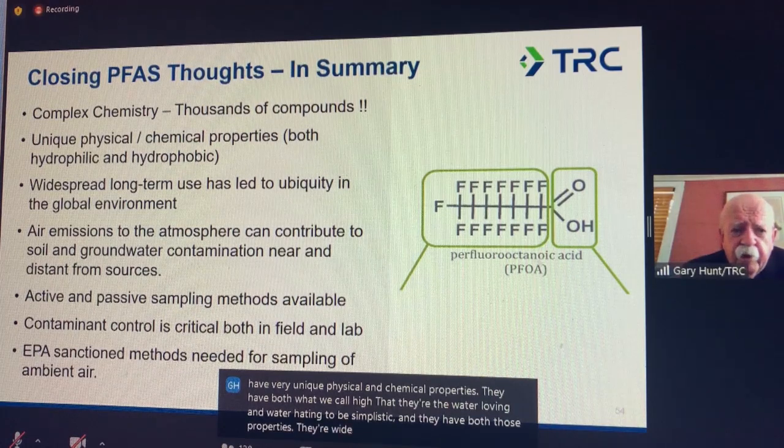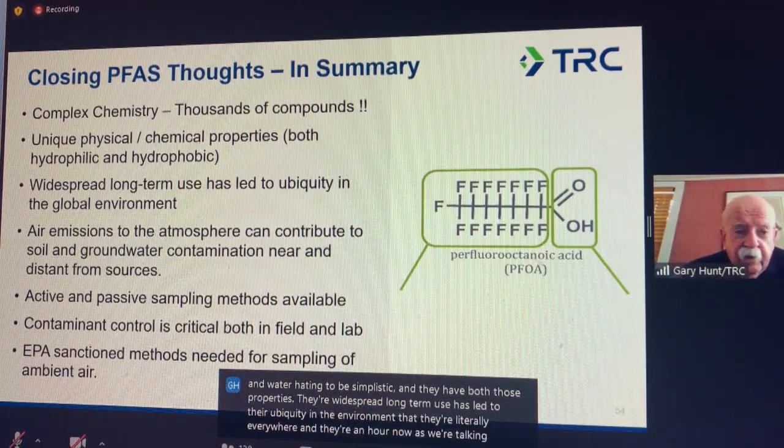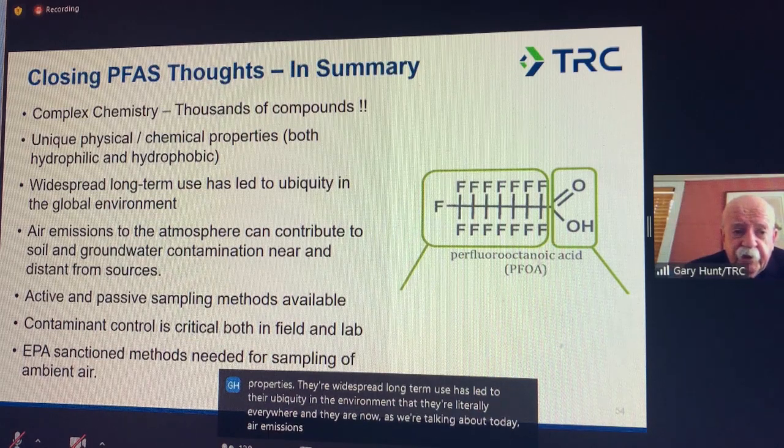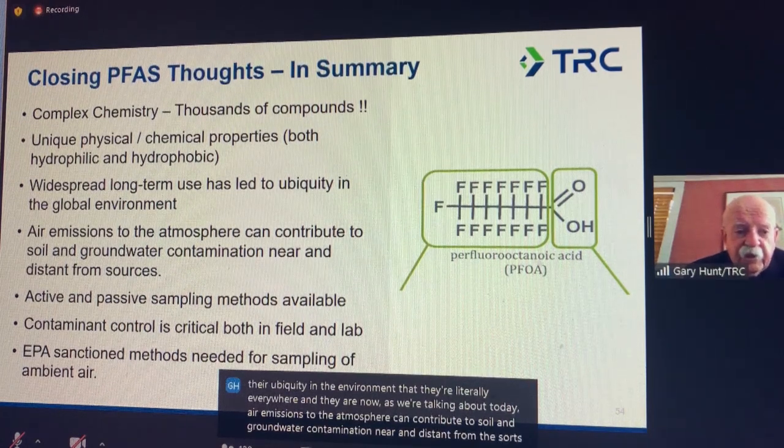Their widespread long-term use has led to their ubiquity in the environment. They're literally everywhere. And they're in air now, as we're talking about today. Air emissions to the atmosphere can contribute to soil and groundwater contamination near and distant from the source. And everybody has seen that today.